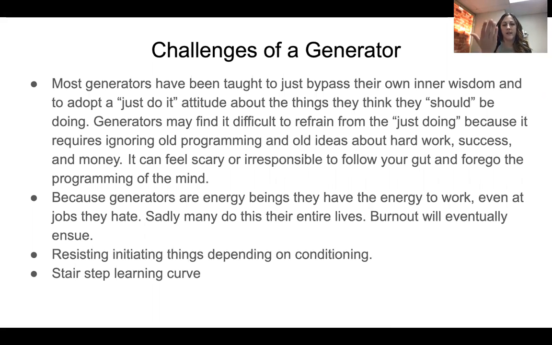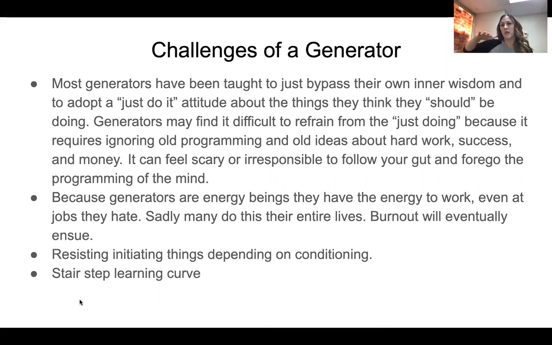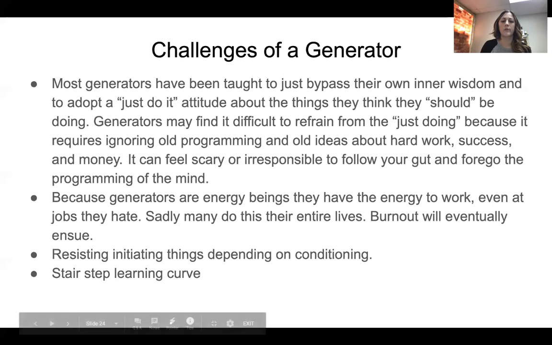And then, like I said, I talked about that stair-step learning curve. It's just plateaus, level up, or gaining mastery, plateau again. And so it's important to know that frustration is a little bit of the theme of a generator. They're going to experience it. They can't really avoid it, but they can have less and less of it if they're following their strategy and authority. Wouldn't you say, Holly?